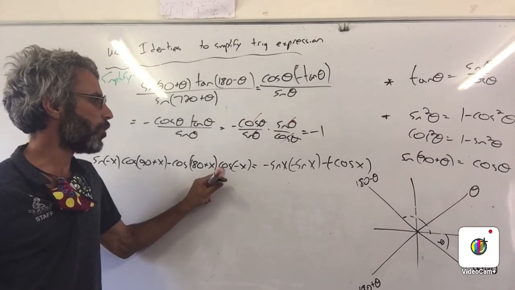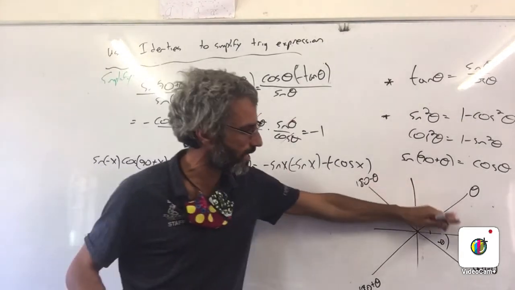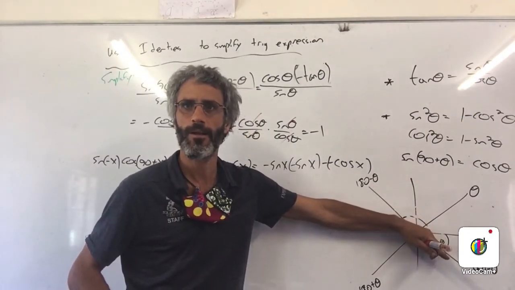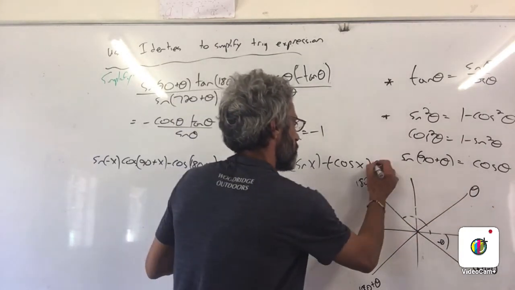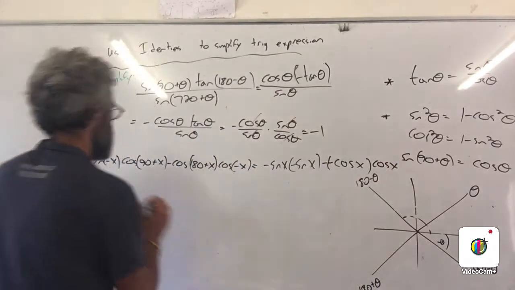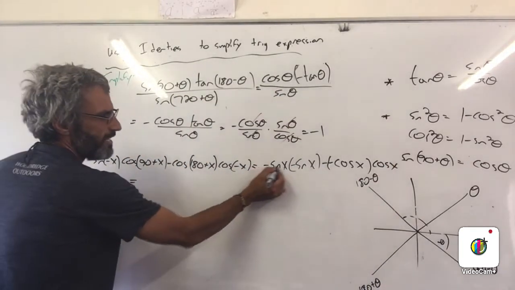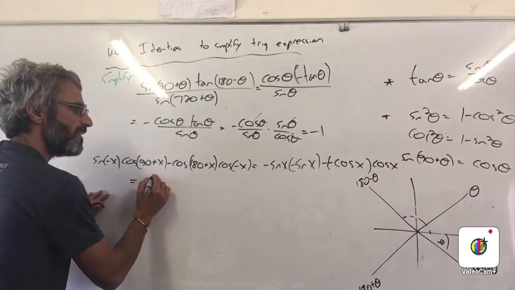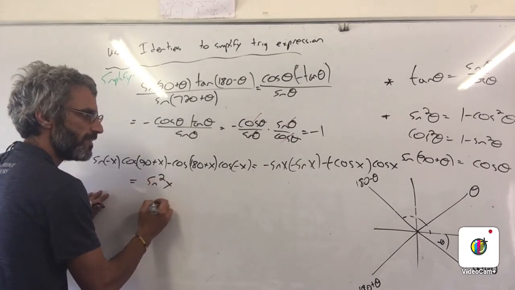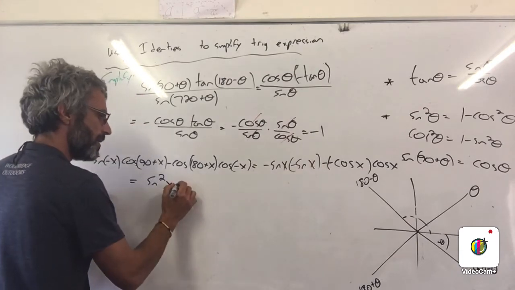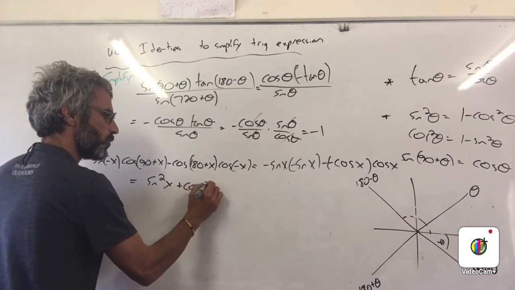And then finally cosine of minus x. What happens to cosine of a negative angle? Is it positive or negative? It's positive. So it's cosine x. Okay, let's write it neatly. Minus sine x times minus sine x is positive sine squared x. Negative times negative will be plus cosine squared x.